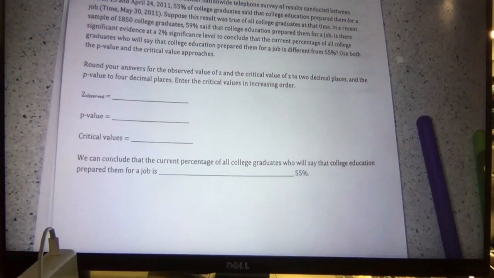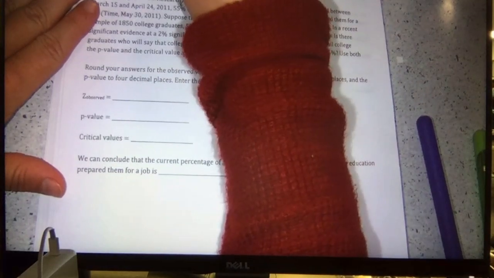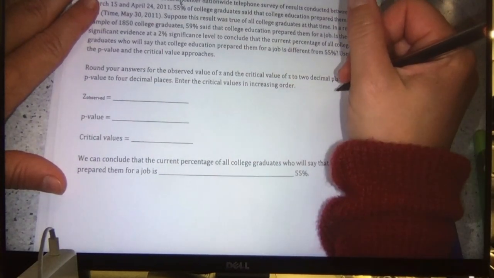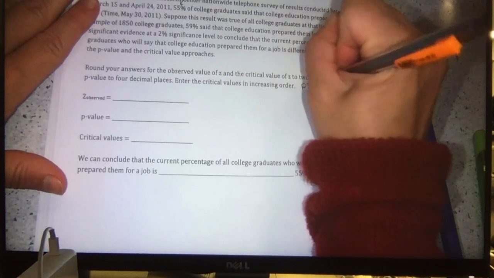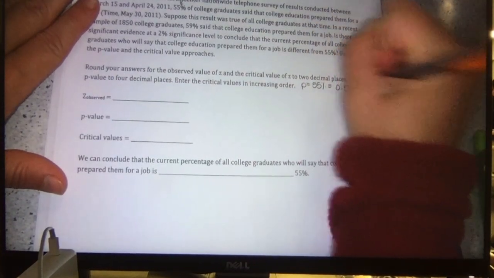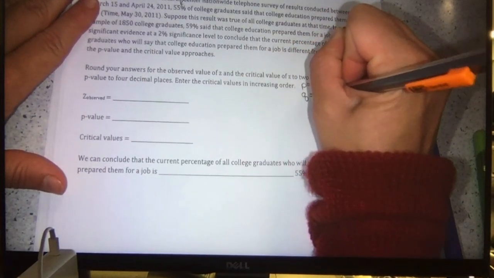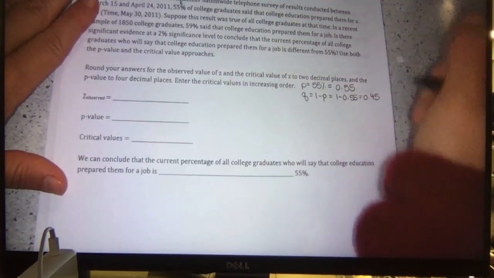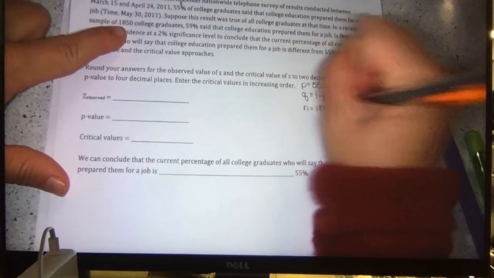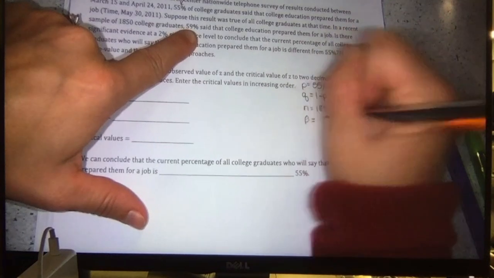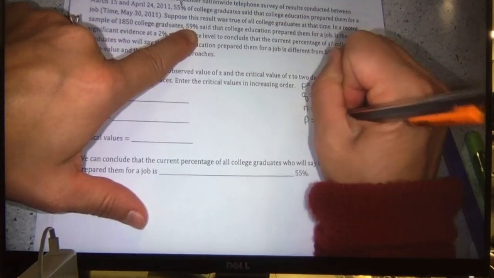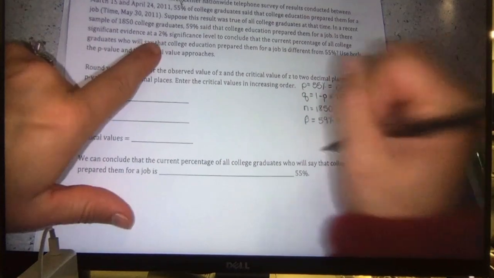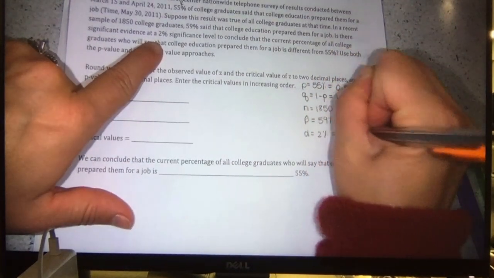Okay, so let's start here. It's 55%, so boom, I know it's proportions that we're dealing with. And that's going to be our p, which is 0.55. While we're here, we know we have to find q, so let's go ahead and find q, which is 1 minus p. So 1 minus 0.55, which is 0.45. Our n is 1850. Our p hat, our sample proportion, is going to be 59%, which is 0.59. 2% significance level, so our alpha is 2%, which is 0.02.